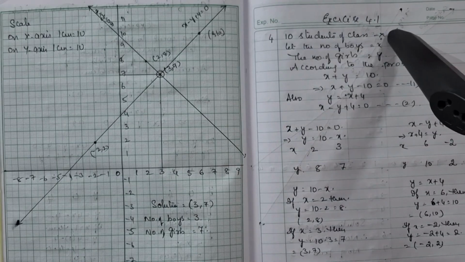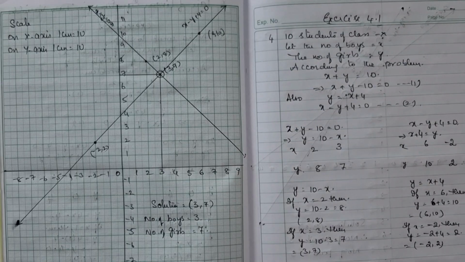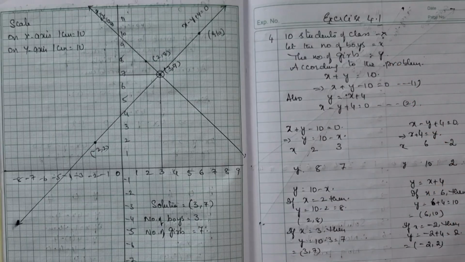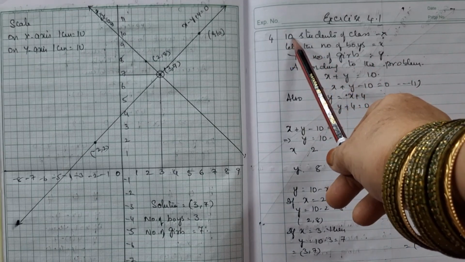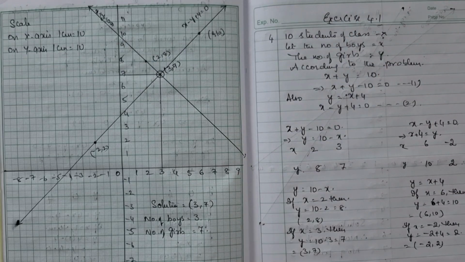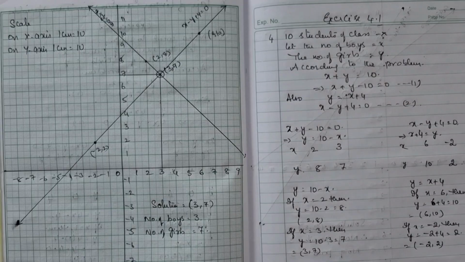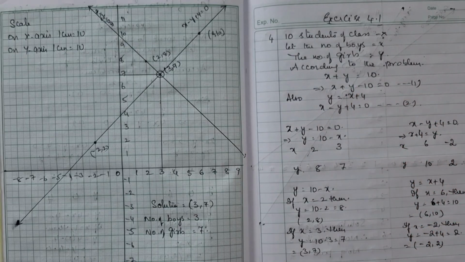10 students of class 10. So let the number of boys be x. We don't know, so we are considering the number of boys as x. Then the number of girls I have taken as y. According to the problem, the total number of children is 10. Boys and girls together 10. So x plus y is 10. That means x plus y minus 10 is equal to 0. This is the first equation.